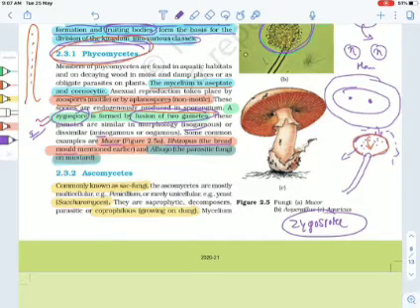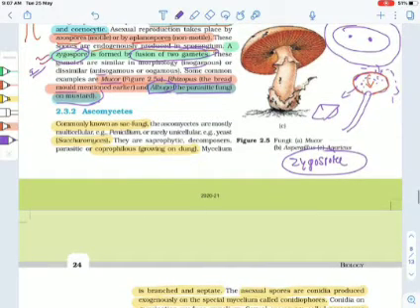The examples are important. Mucor, Rhizopus, the bread mold. In case of bread, the mold here is called Rhizopus. And Albugo. Albugo is the parasitic fungus on the mustard. So it is also an MCQ. The parasitic fungus on the mustard is Albugo. Remember the examples. These are very important, right?